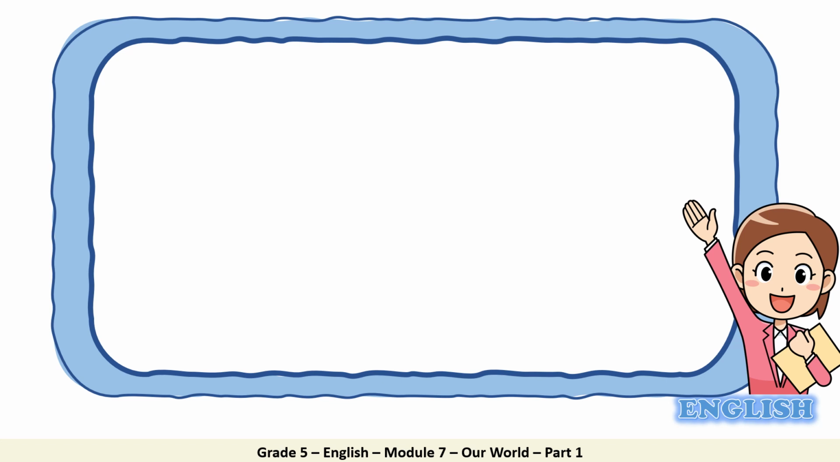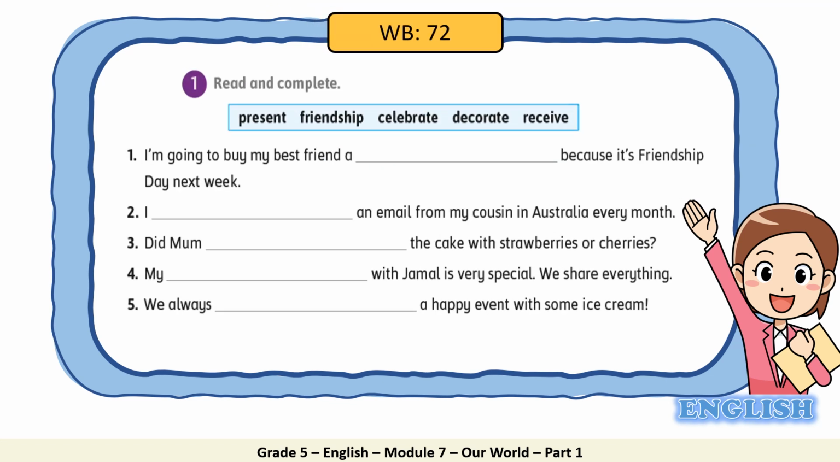To practice the words even more, I want you to open your workbook page 72, exercise number 1. In this exercise, you are going to read the sentences and complete them using the words in the blue box. Let's do number 1 together. I am going to buy my best friend a blank because it's Friendship Day next week. Now let's see, what can you buy for your friend?